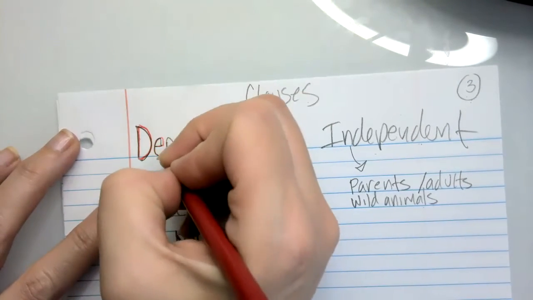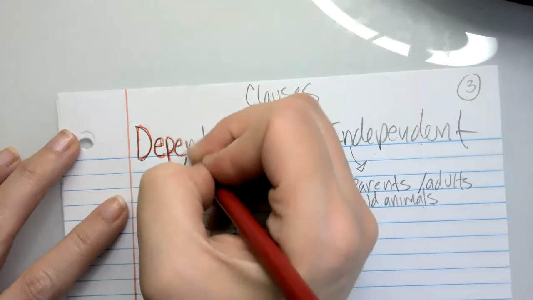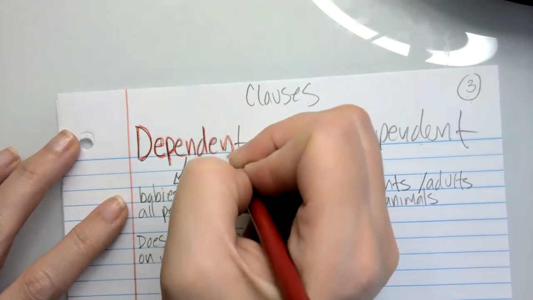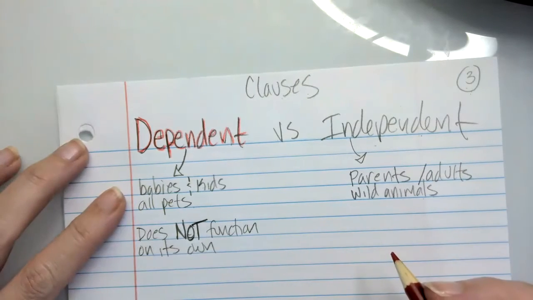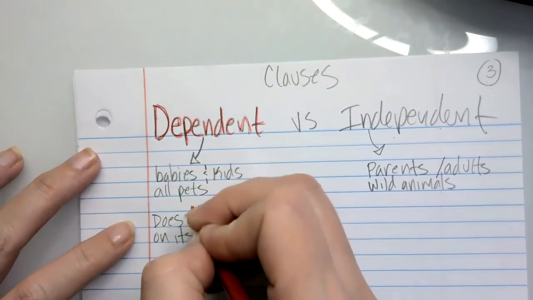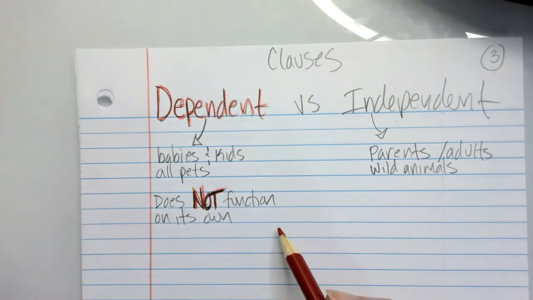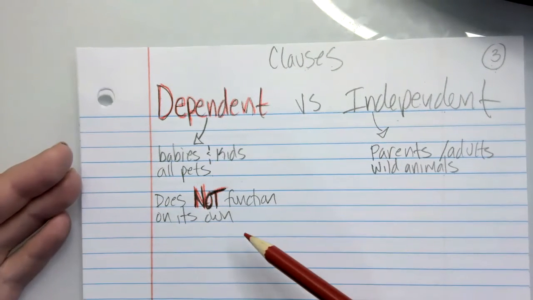So we're going to go over in good, nice, bold. We're going to bold this dependent, heavy, heavy, heavy red, okay? Dependent, and it does not, we're going to go over the word that we already bolded, not function on its own. Does this make it a bad clause?